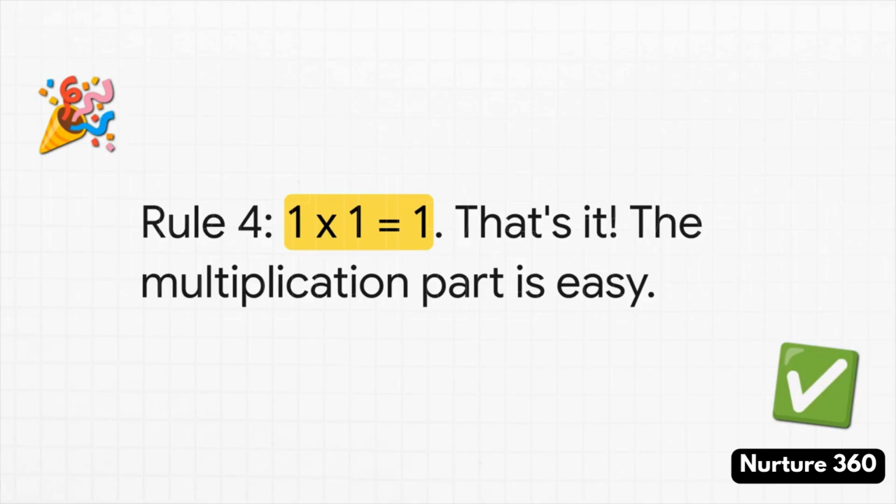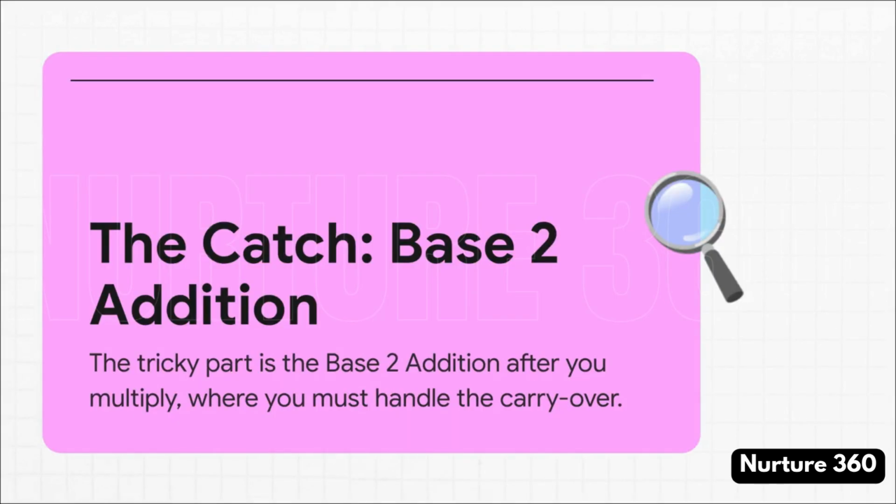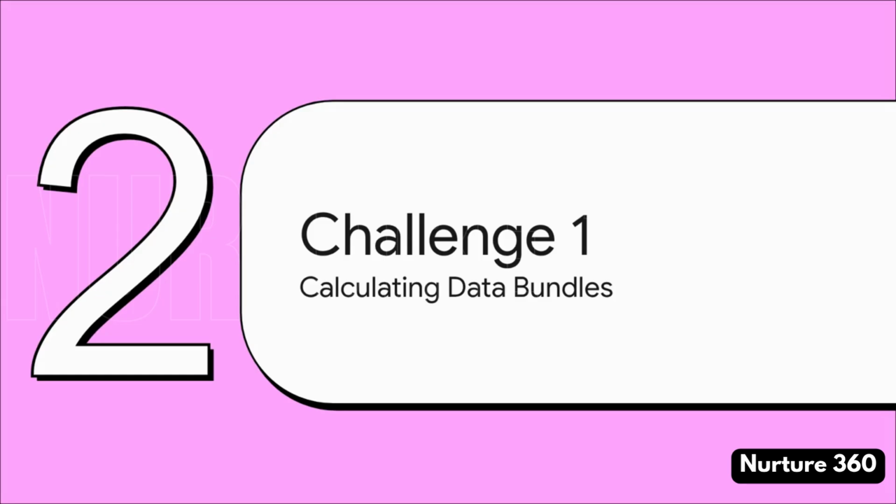The real secret isn't in the multiplying, it's in what comes next. So you're probably wondering, where's the catch? This seems too easy. Well, you're right. The multiplication is easy. The real challenge, the tricky part of this whole mission, is what happens right after, adding the results together. This is where you have to remember your training in base 2 addition, and more specifically, how to handle that carryover when a column adds up to more than 1. All right, operative. Enough theory. It's time for your first simulation.